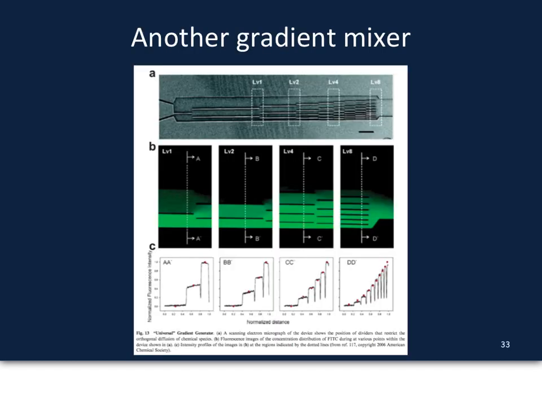So here's another example of a gradient mixer where you get a less continuous distribution, but more of a discretized distribution of these biomolecule concentrations. And so then you can control them much more precisely and get these different discretized levels of this biomolecule if you wanted to do that.